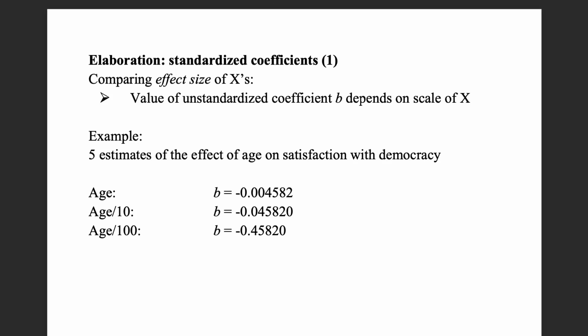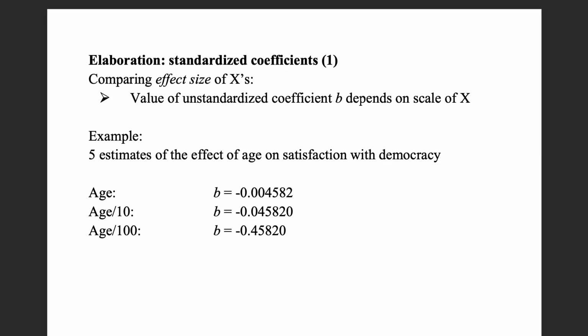Yeah, so I created again a new variable, and then for each observation that I had, I took the value of age, so how old the person is, and I divided that number by 100. So a 100-year-old person in our data set would have gotten the value 1 on that new variable, and then I re-estimated the model, and this is the coefficient that I found, b equals minus 0.45820. And again, it is really the same coefficient. The only thing that changed is where the 0 falls.